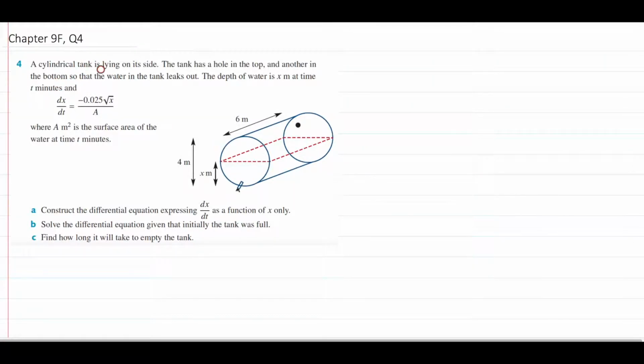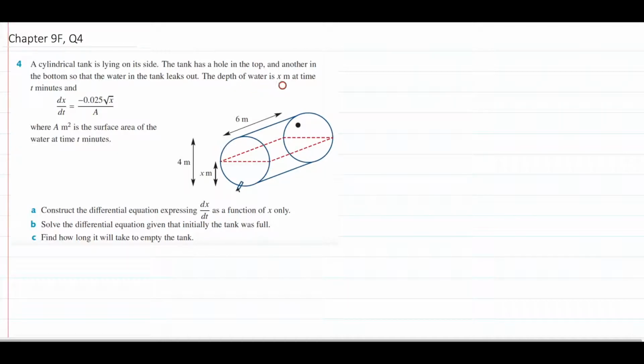Question 4. A cylindrical tank is lying on its side right here. The tank has a hole in the top over here and another in the bottom over here, so that the water in the tank leaks out. So the water is just flowing out. There's no inflow, so this hole at the top here is actually quite irrelevant.